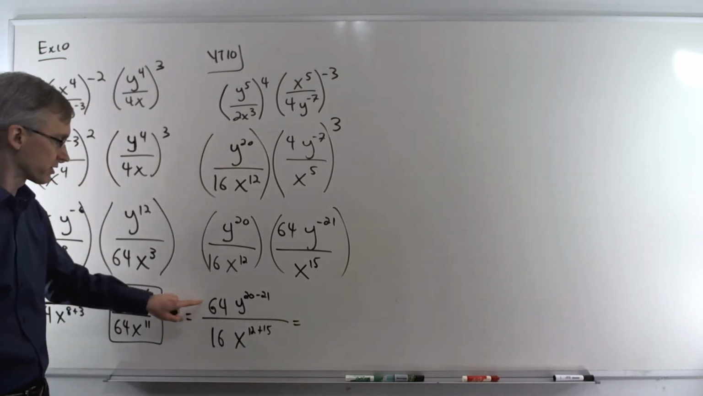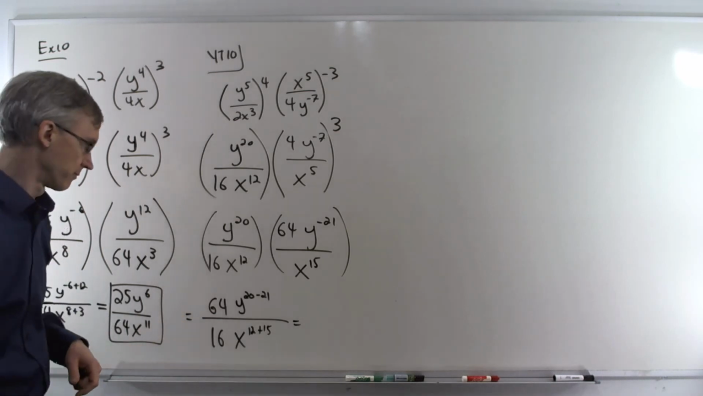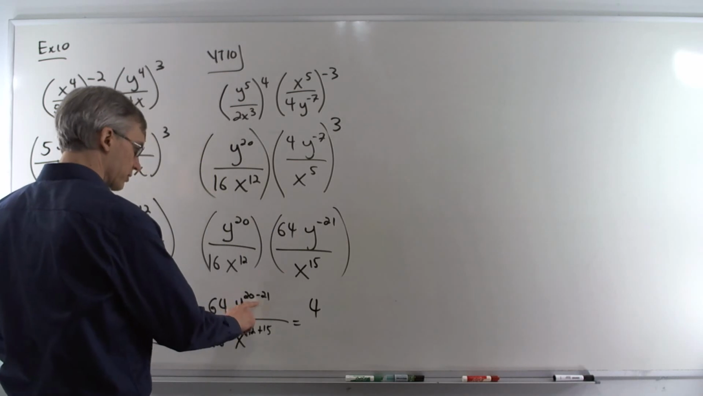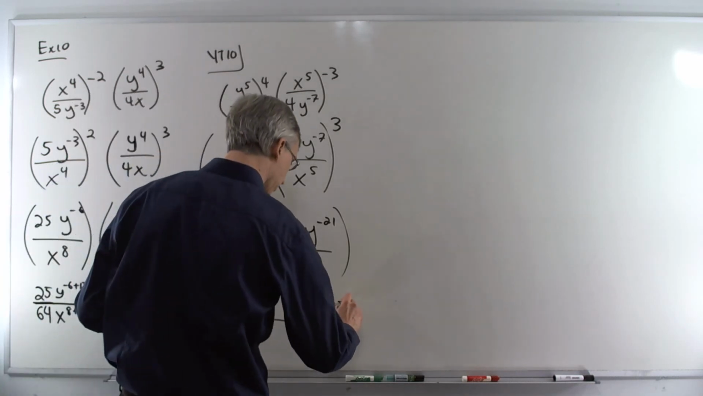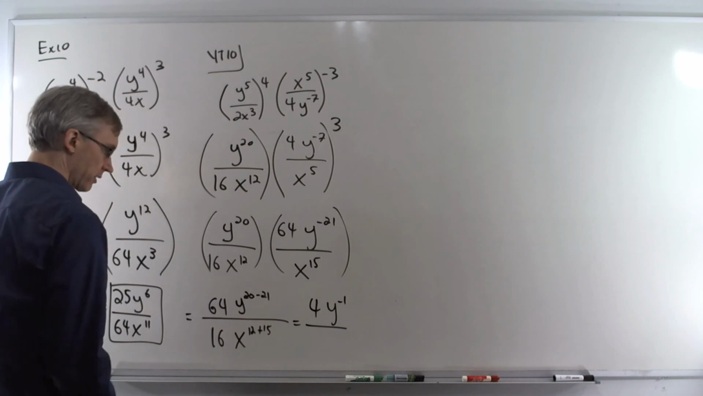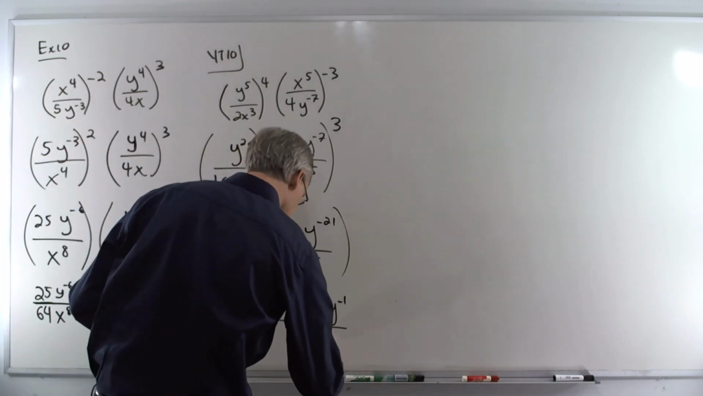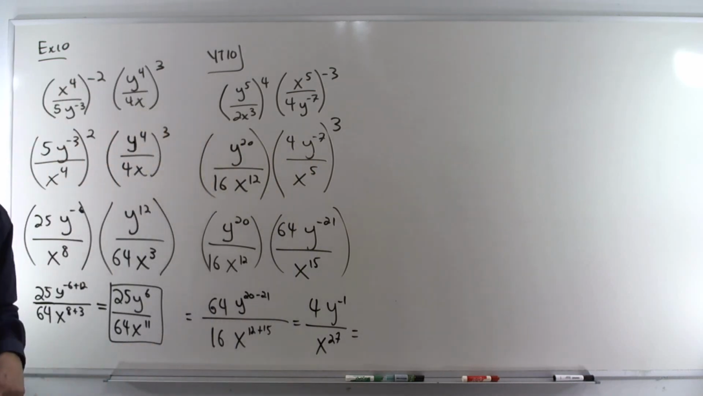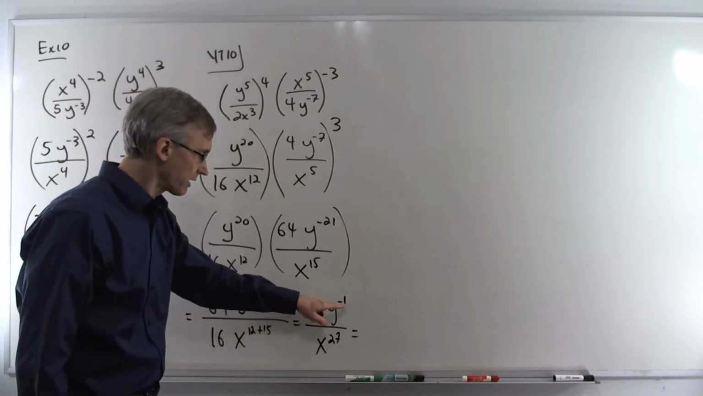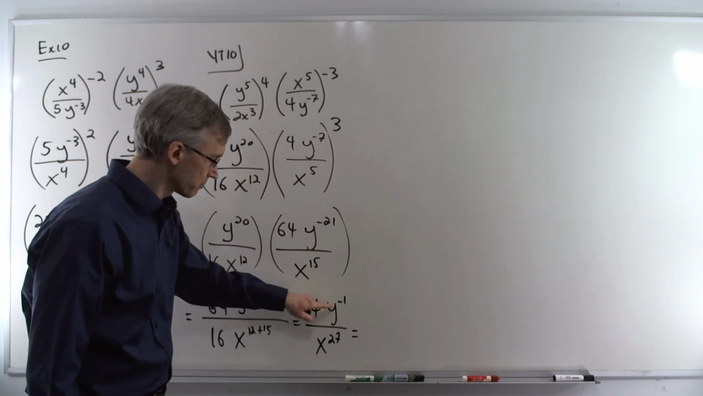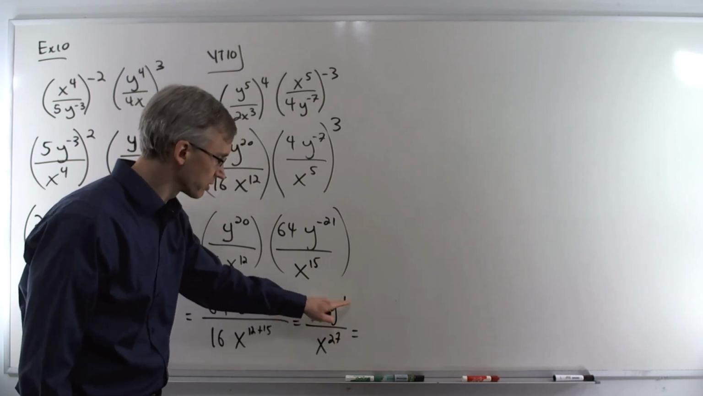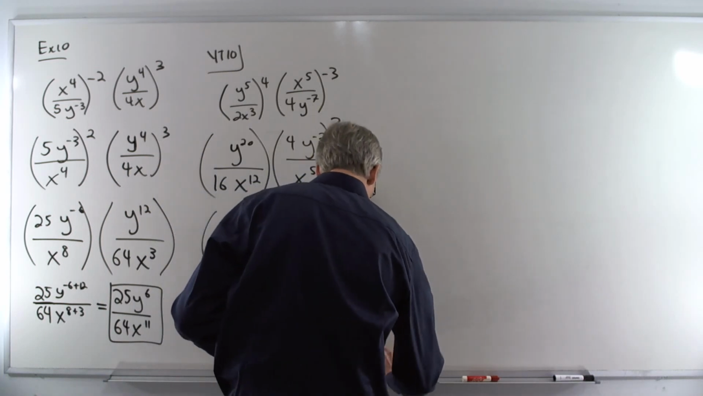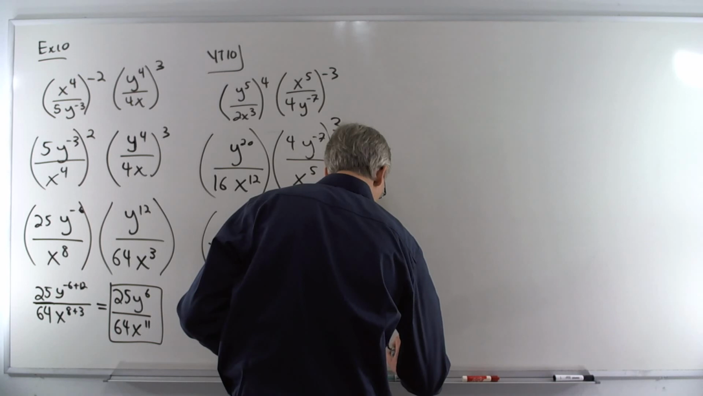Now we can reduce this fraction. 64 divided by 16 is 4. You get 4 there. Y to the 20 minus 21 is y to the negative 1. Combining 12 and 15, we get x to the 27th. Last thing we need to do is get rid of that negative exponent. So I'm going to take this expression, move it down to the denominator, and turn that exponent positive. So our final answer is 4 over x to the 27th, y.